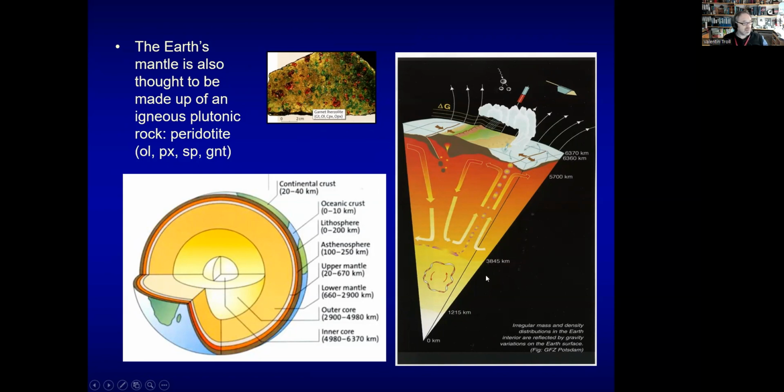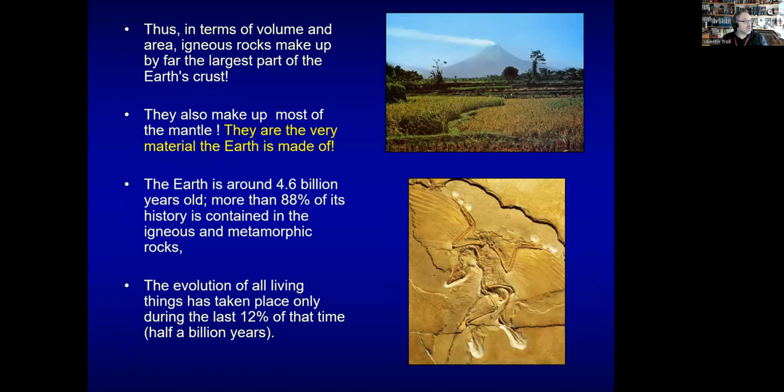So when we take this little slice throughout the Earth, we'll see that the vast volume of the planet is actually made of the mantle. So the mantle is one of the largest reservoirs we have on Earth, and it's made of igneous rock. So in the beginning, there was an igneous rock, and most of the planet is indeed made of exactly that, igneous rocks. So in terms of volume, area, igneous rocks make up by far the largest part of not just the Earth crust, but the planet in general. So this is the very material our planet is made of.